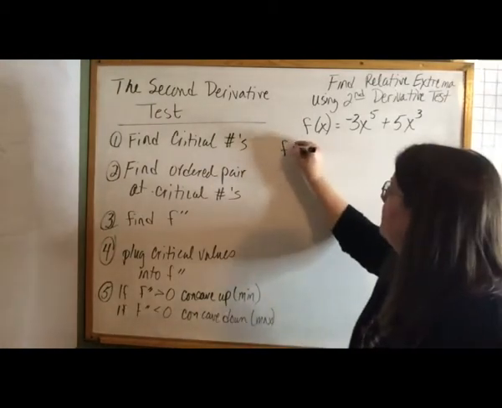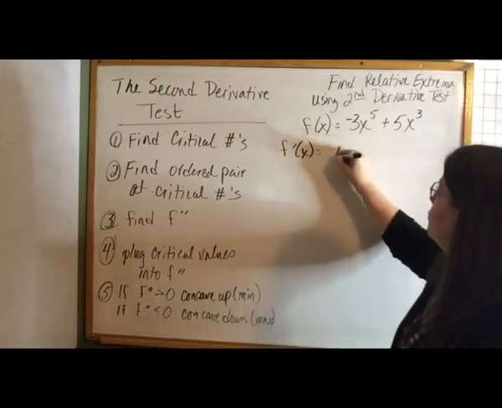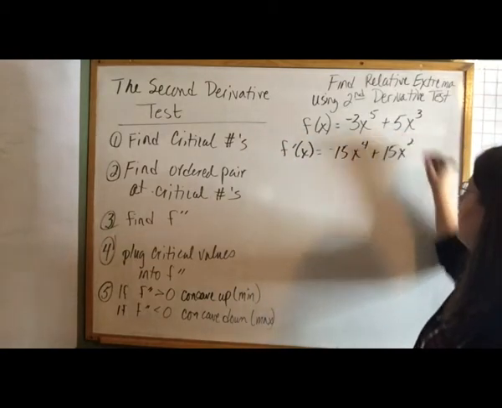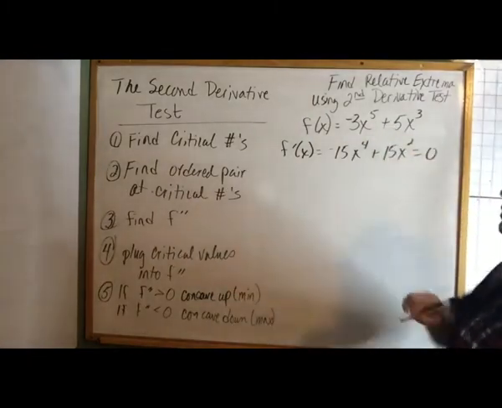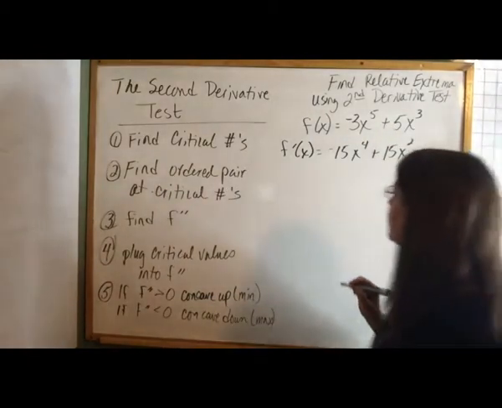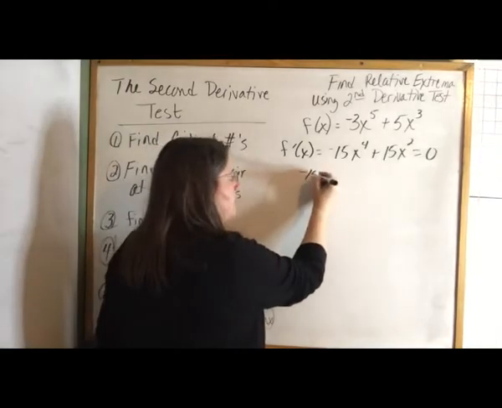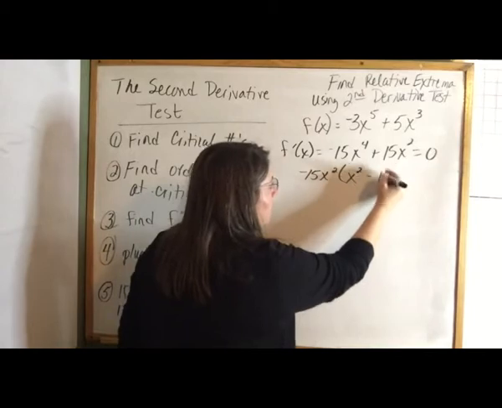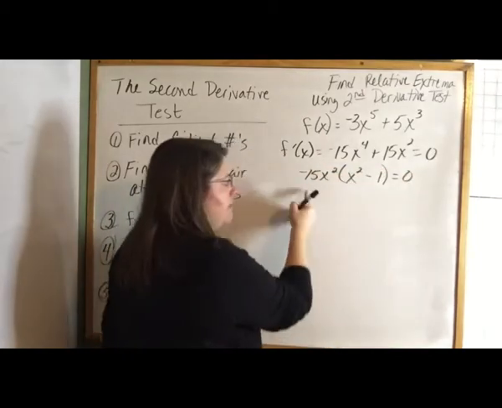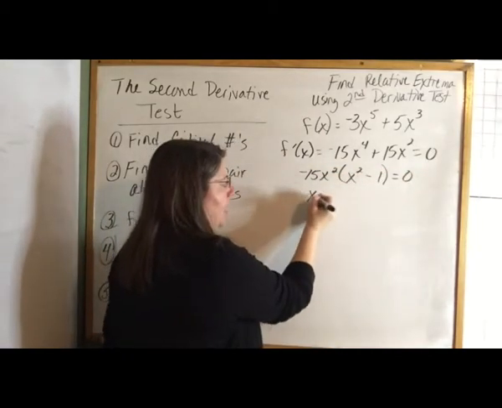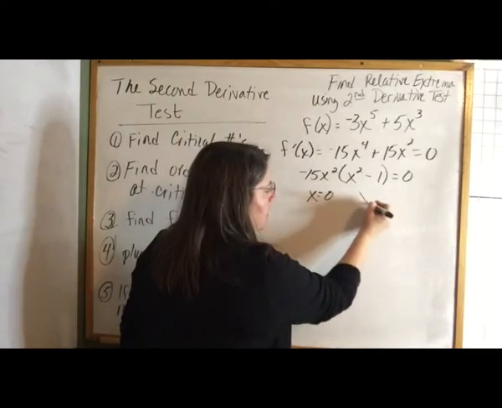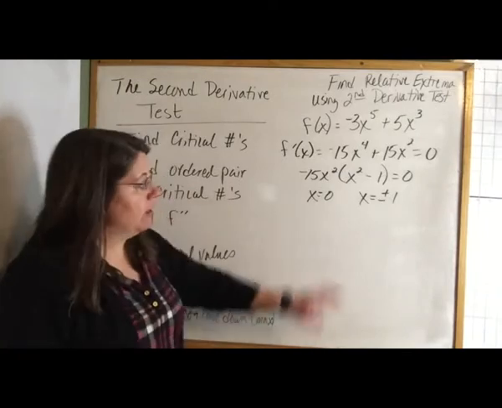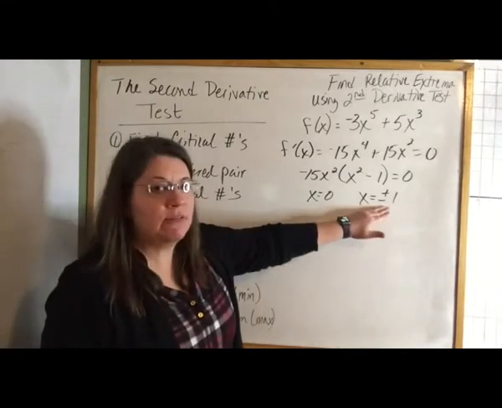F prime is equal to -15x to the 4th plus 15x squared. I'm going to set that equal to 0 to find my critical values. I can bring out a -15x squared, and that leaves me with x squared minus 1. So when I set each of these factors equal to 0, I get x equals 0, and this one gives me x equals plus and minus 1. So we have three critical values here, at 0 and positive and negative 1.